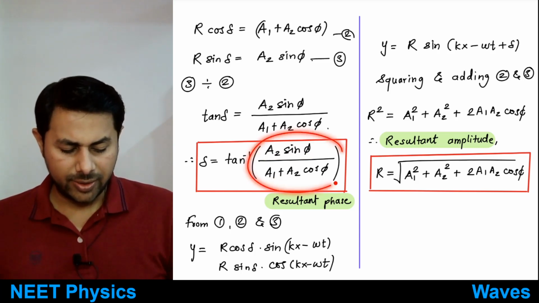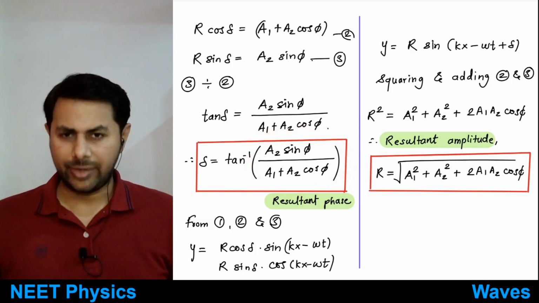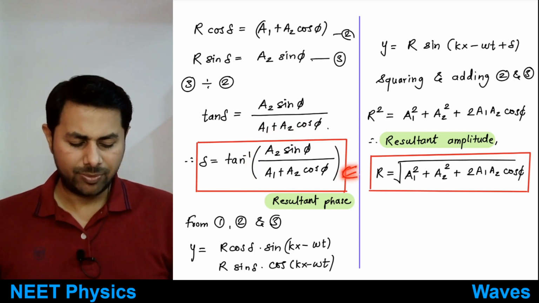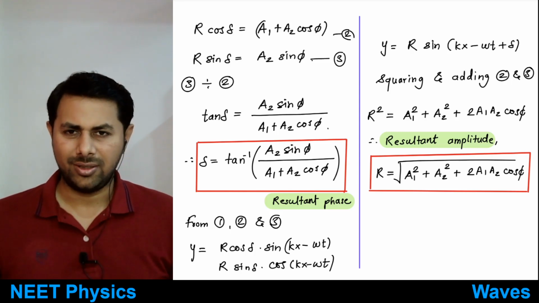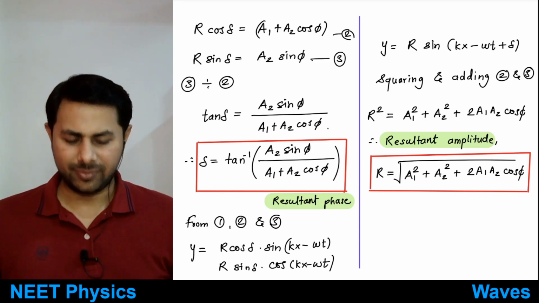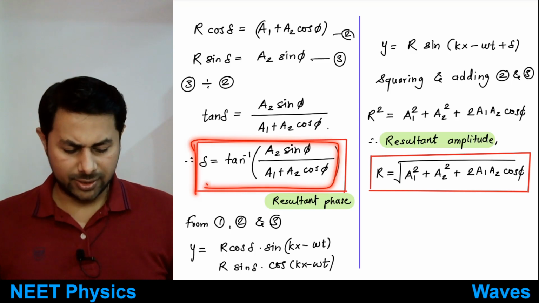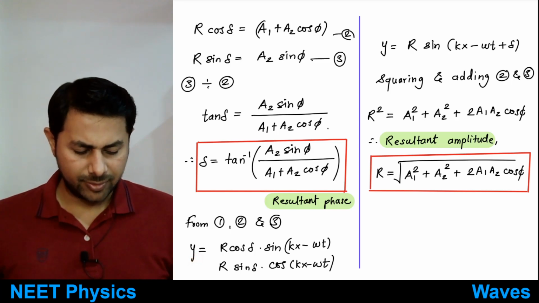If you recall, we had a similar formula in the addition of two SHMs. This is nothing but the addition of two SHMs only. When you are adding two waves, it's like the addition of two simple harmonic motions, because the particles are performing simple harmonic motion. So this is the resultant phase, and then what would be the resultant amplitude? That is more important.